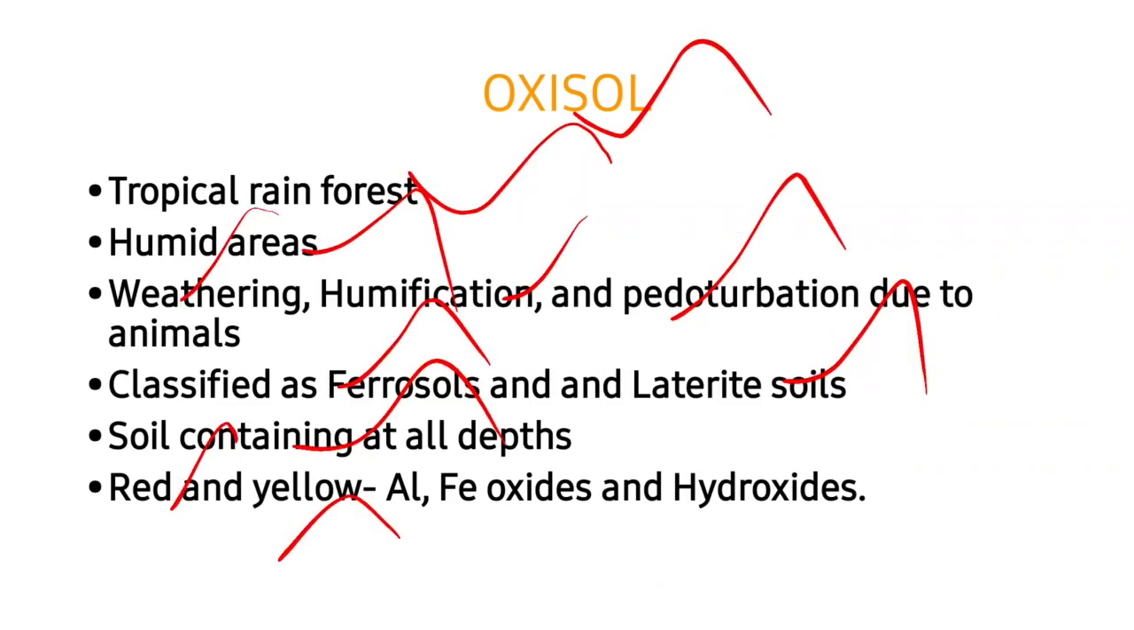And your Alfisol is important for food and fiber production and it is rich in aluminium and iron and it has high native fertility. Coming to your final thing, Oxisol. Your Oxisol is rich in tropical rainforest and pedoturbation due to animals is in Oxisol, and it is defined as soil containing oxic horizon at all depths, and it also contains aluminium, iron oxides and hydroxides.